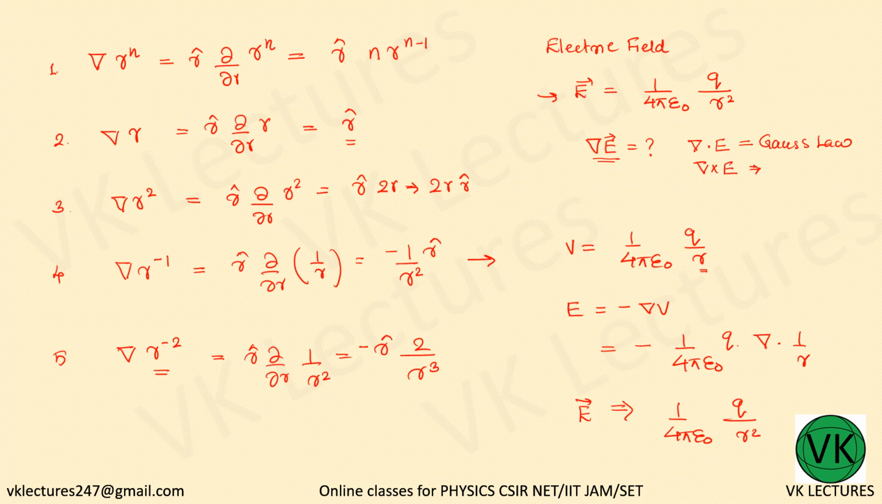We cannot find del E because E is an electric field, so this is not possible. Either we have to find del dot E or del cross E. Here is the electric field in the direction of r cap. This is a scalar field V, the scalar potential, given by 1 by 4 pi epsilon naught Q by R, and here we can find the gradient of the potential, which gives us the electric field.